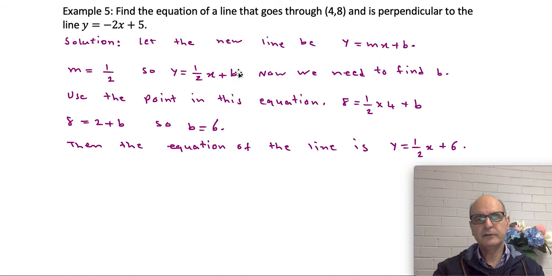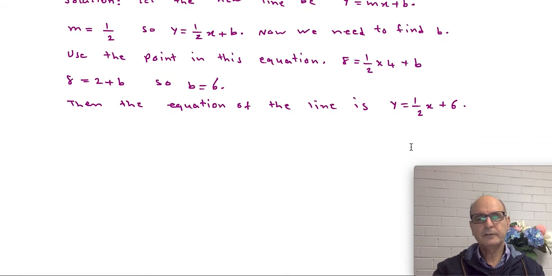This was our equation. Just replace b with 6. So y equals 1 over 2 x plus 6.